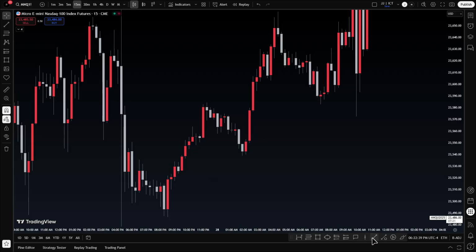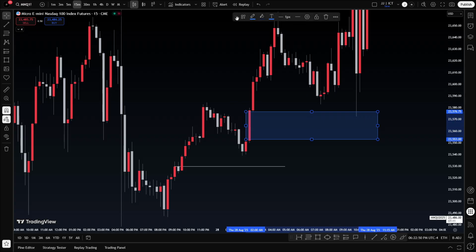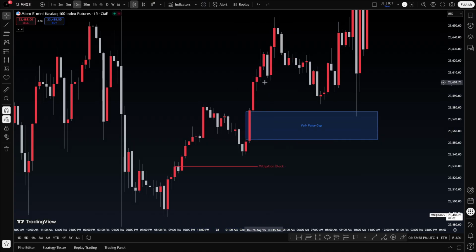Let's see. So we have a mitigation block right about here. There's that mitigation. And then we have a fair value gap right here. Remember, I'm assuming you don't know this yet, so don't worry about what a mitigation block is or what a fair value gap is. I'm just showing you examples of stronger and weaker PD arrays in certain proximities and how they can be used.